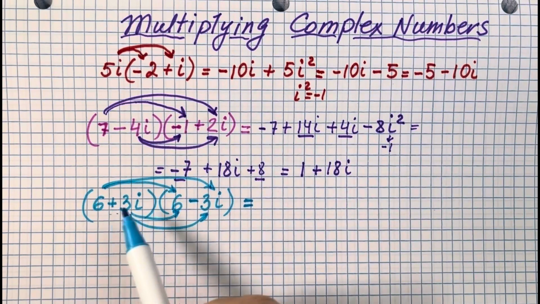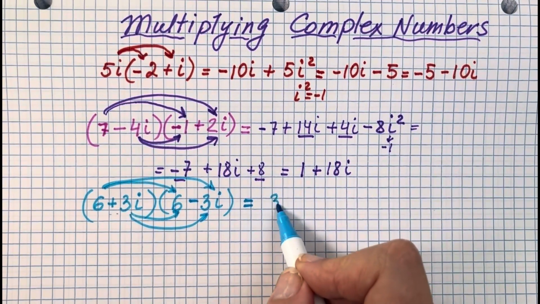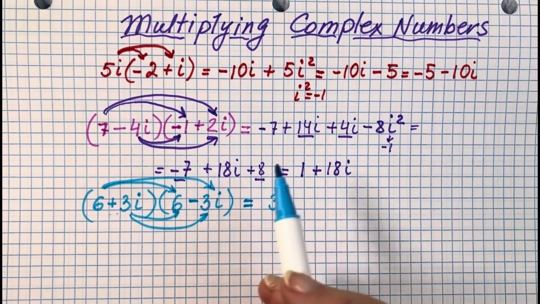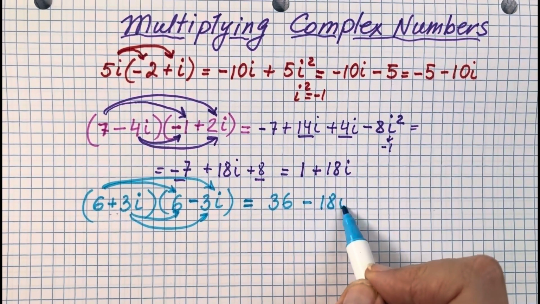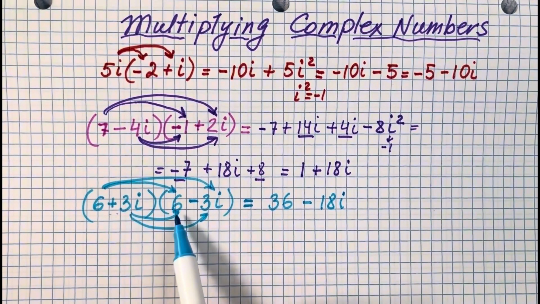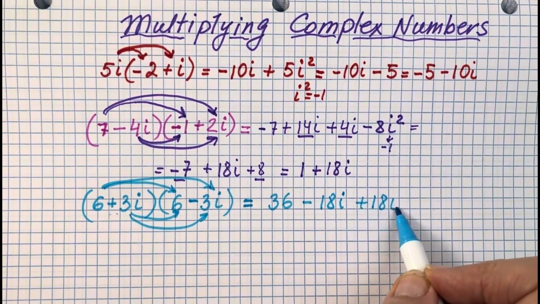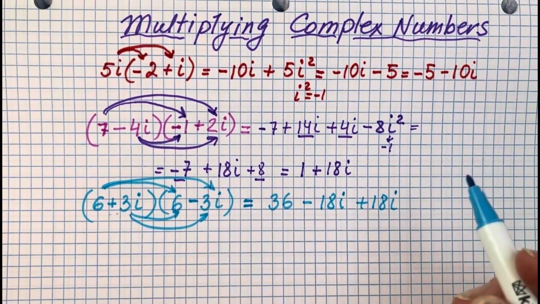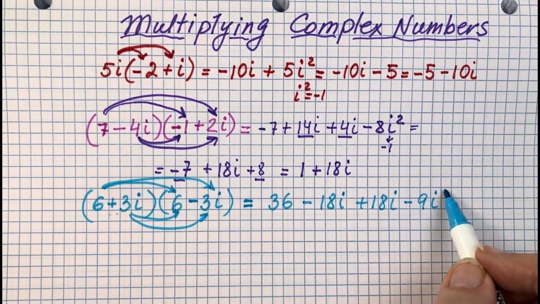FOIL, or multiply each term first by each term second. So 6 times 6, 36. 6 times negative 3i gives us negative 18i. 3i times 6, positive 18i. And 3i times negative 3i gives us negative 9i squared.